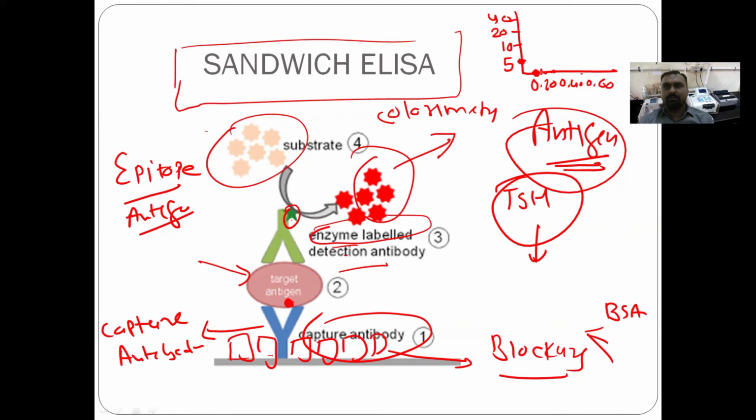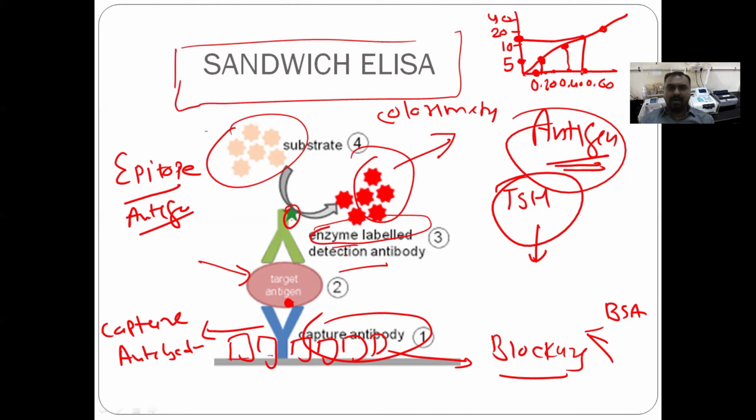Okay, so for the 5 concentration, we get this OD 0.20. For the 10, we get 0.40 OD. For 20, suppose we get 0.60 OD. Then we plot the graph, and whatever the unknown sample concentration, we get it from this graph. Suppose we run the unknown sample, which has an OD around 0.50. So it will go to this calibrator graph, and then we can get the concentration.